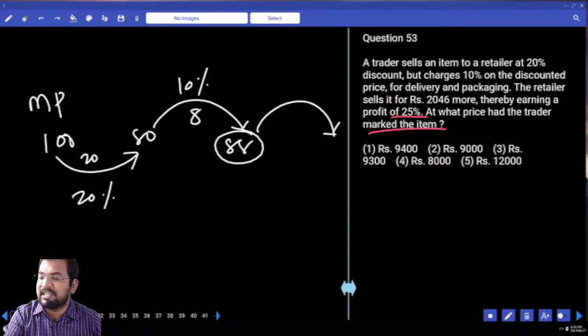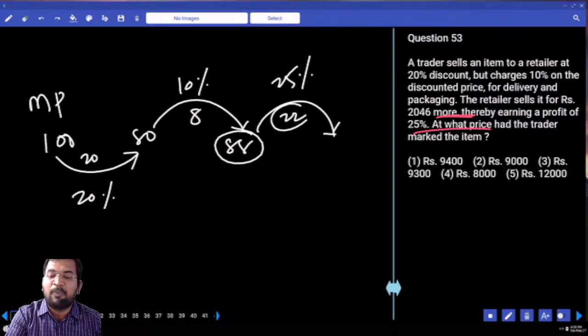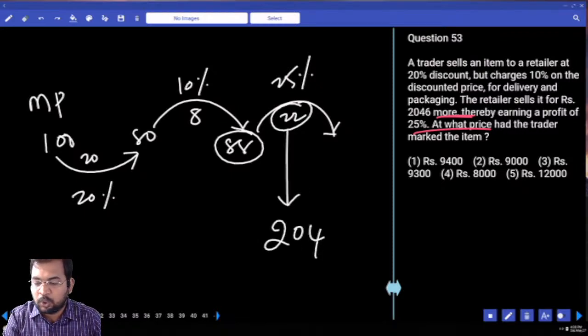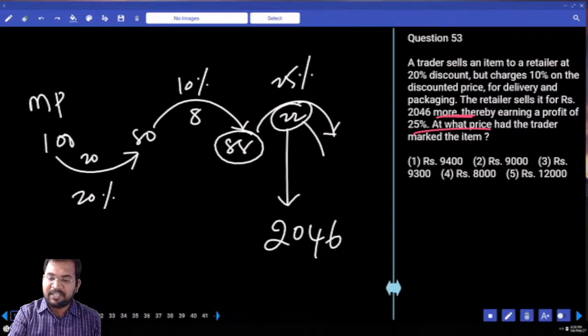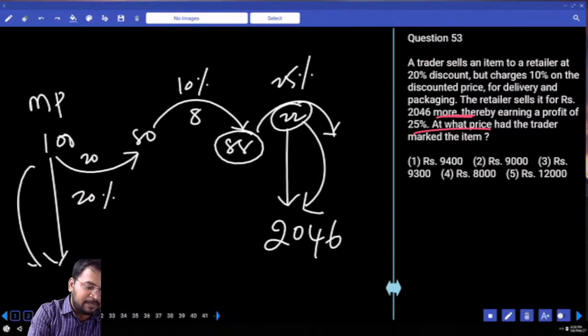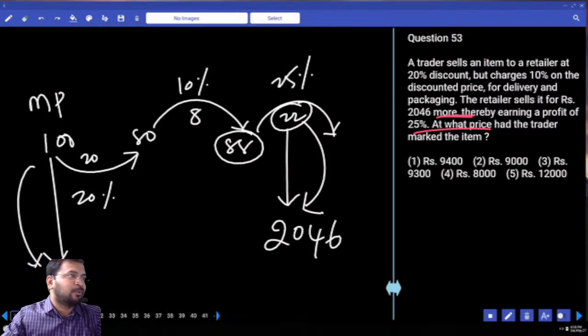You are selling at 25% profit. 25% profit is nothing but 22. And how much are you selling more? 22 parts more. But according to our problem, how much more are you selling? 2046. They are asking what is the marked price. That many times it goes. 2046 is the profit, you are selling more.